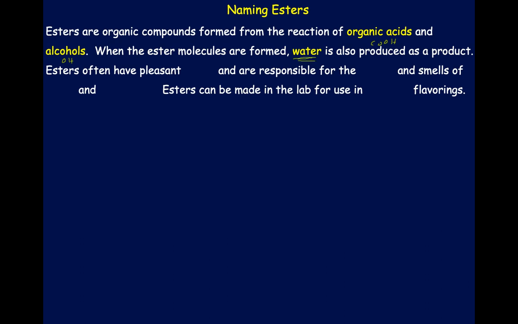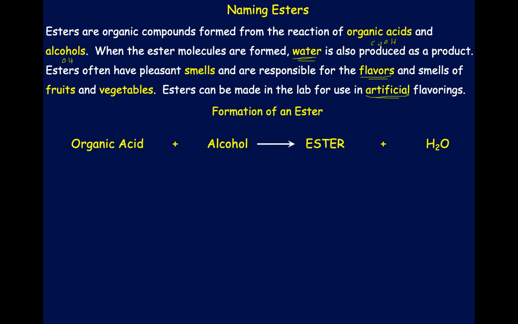Okay, and esters are also going to have pleasant smells, and they're going to be responsible for the flavors, okay, of smells of fruits and vegetables. And esters are going to be made in the lab for use in artificial flavorings. Okay, so that's kind of what esters do. Okay, now how you form an ester is very simple.